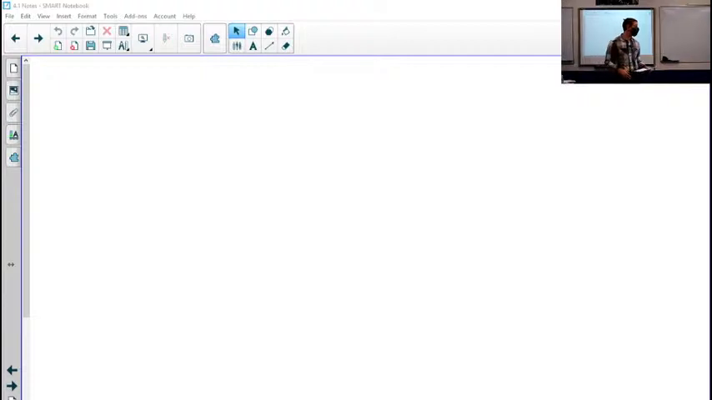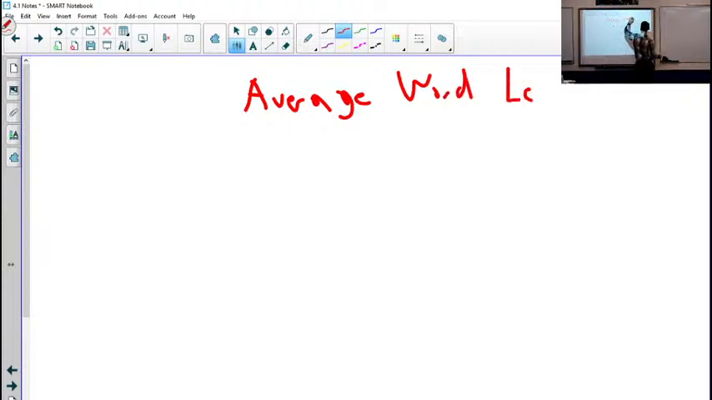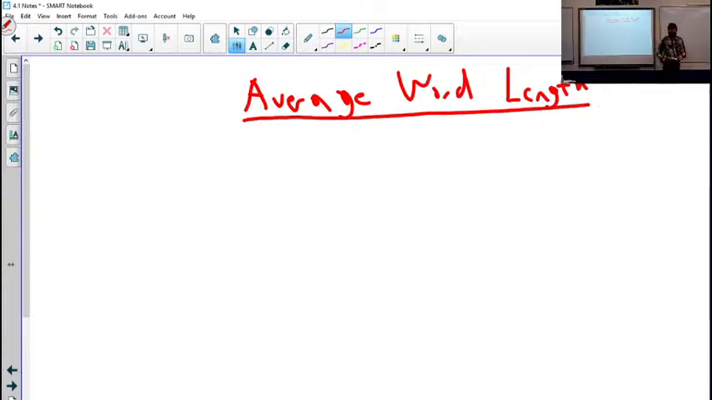So to recap what we just did, I asked for average word length for the Gettysburg Address. And I asked you to do this by choosing 5 words at random. And what I want you to think about is that the method that you chose was likely biased in some way.